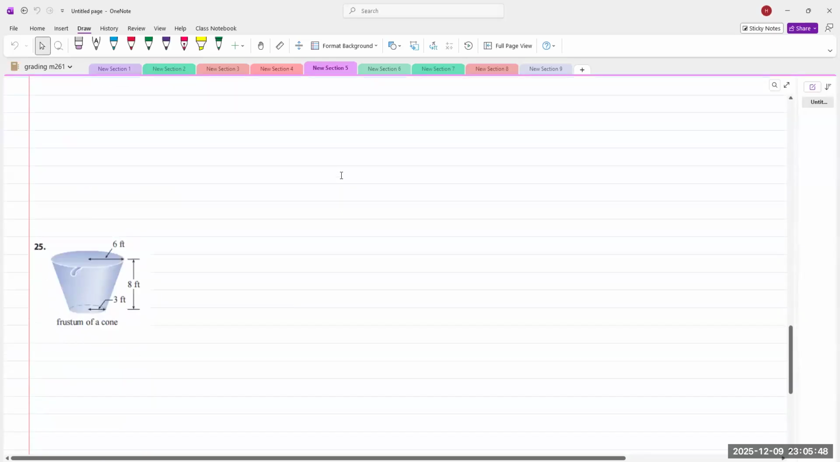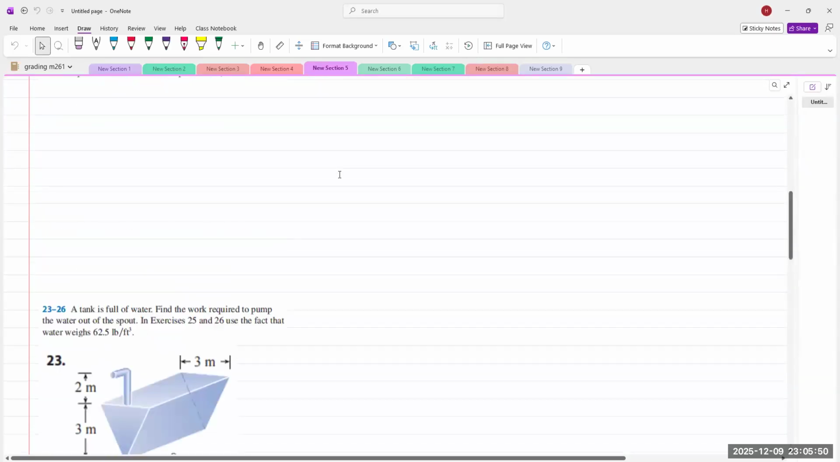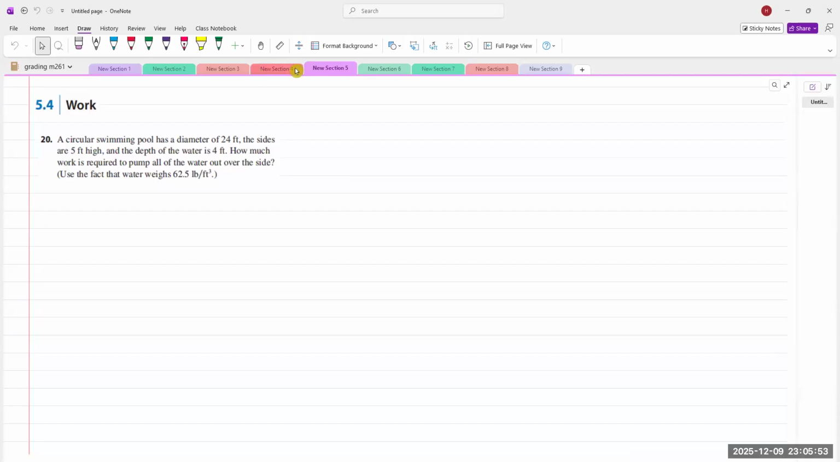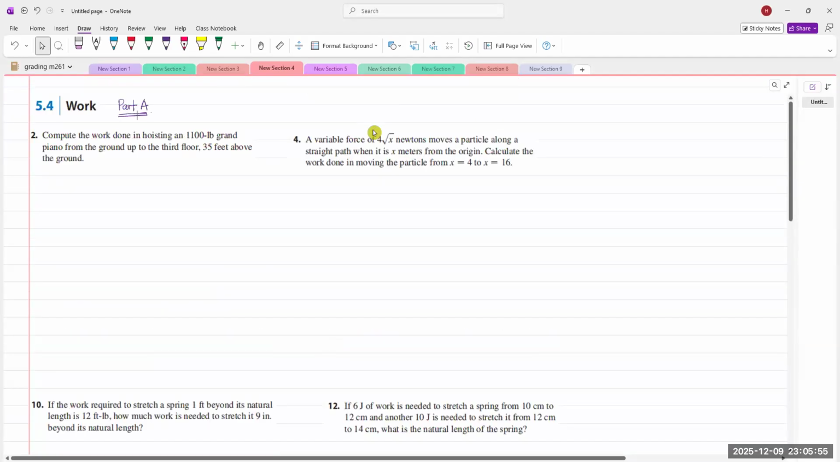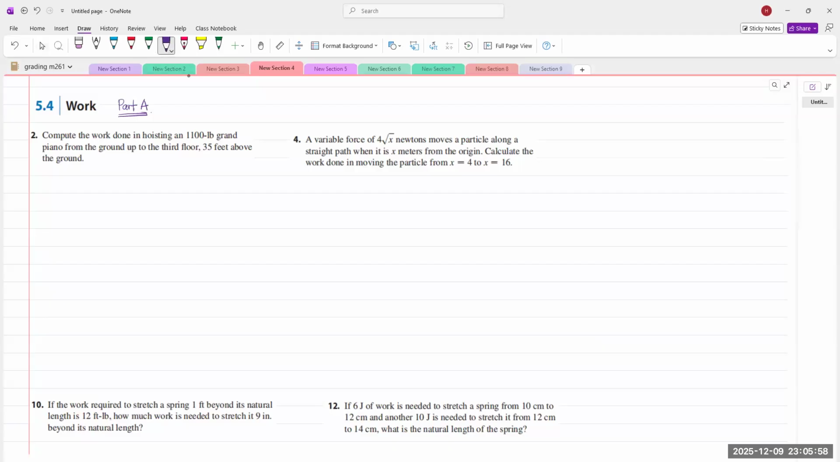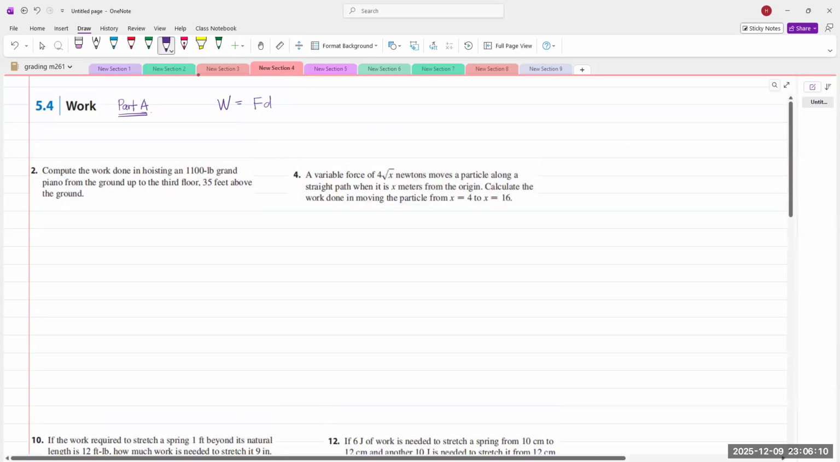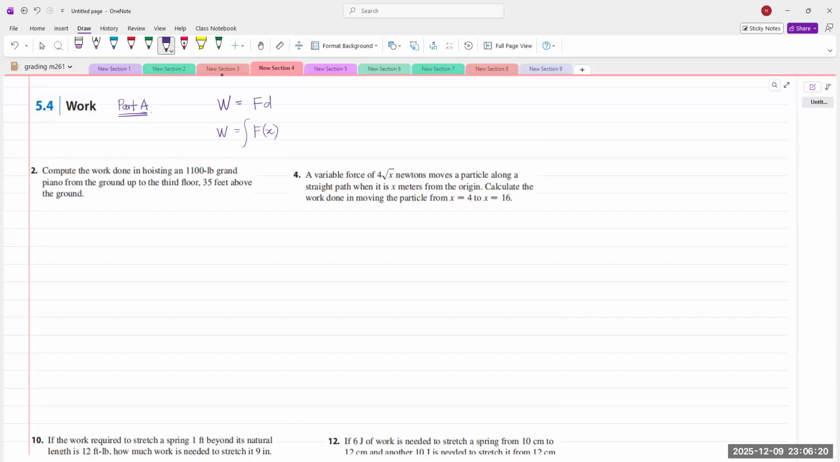the water pump. Okay, but let's do this one first. Keep in mind that the formula for work is force times distance traveled. But if the force varies with respect to the position, then the work will be the integral from the initial position to the terminal position of F(x) dx.